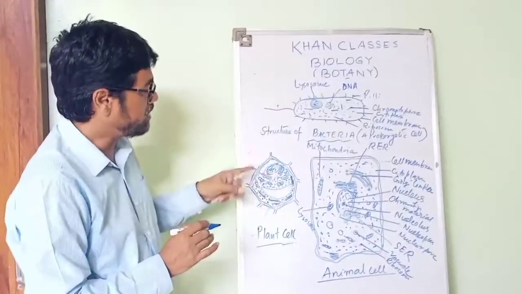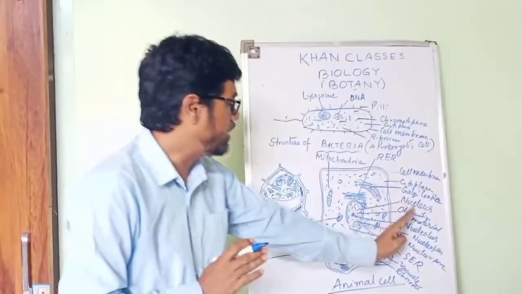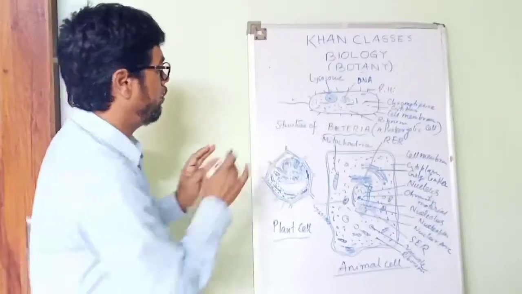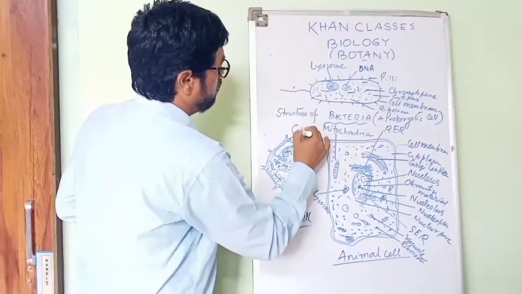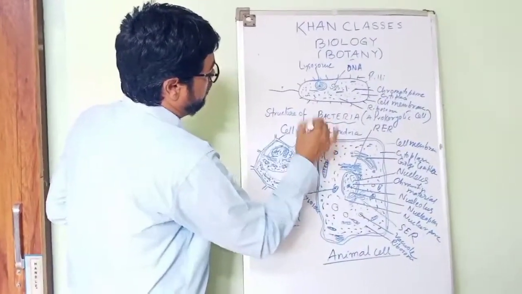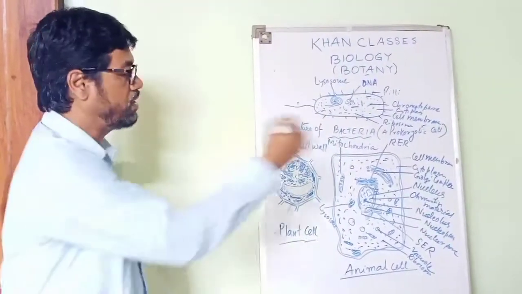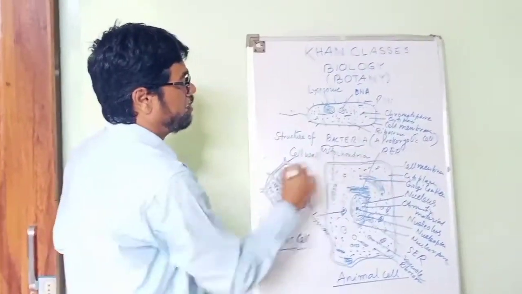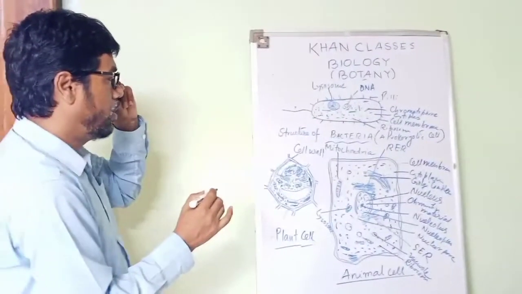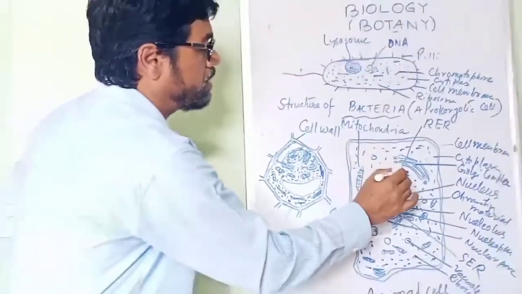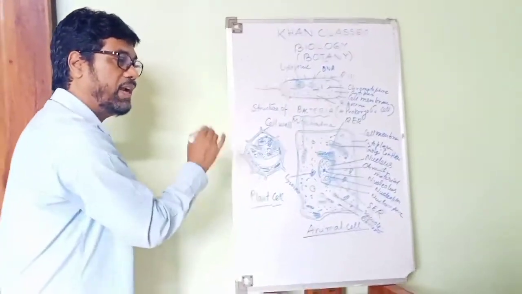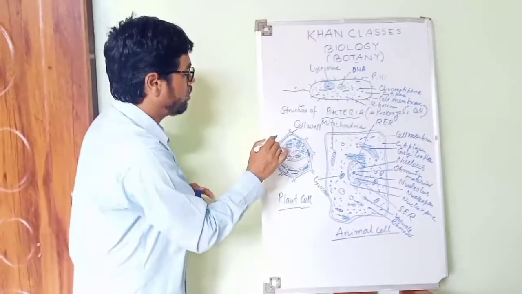Now, what is the basic difference between plant cell and animal cell? In plant cell, you will find first the cell wall, which is absent in animal cell. Cell wall is present in plant cell. Cell membranes are present in both cells. You will find the Golgi complex in plant cell also, but in plant cells it is called dictyosome.